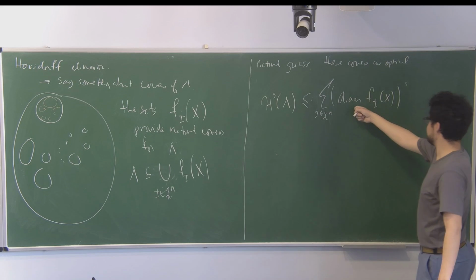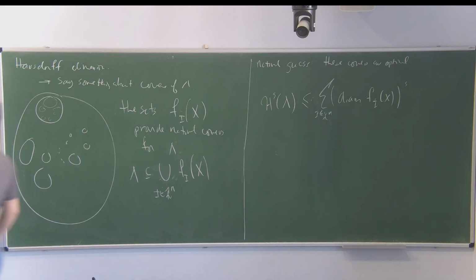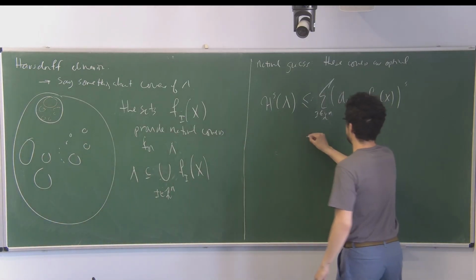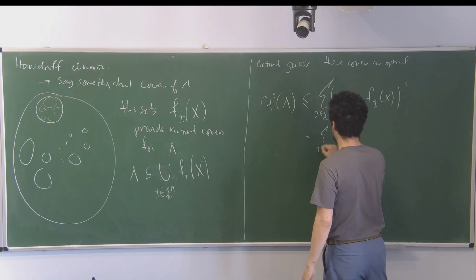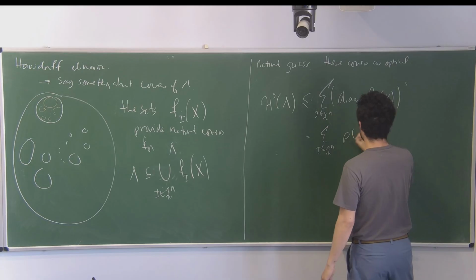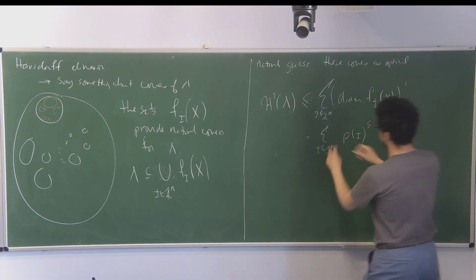But what is the diameter of f sub I? Well, we're assuming that we're in the self-similar case. So if it's a similarity map, the similarity map literally preserves distances. So the diameter of f sub I is equal to the sum over I in I_n of rho of I raised to the power s, well, up to some constant.